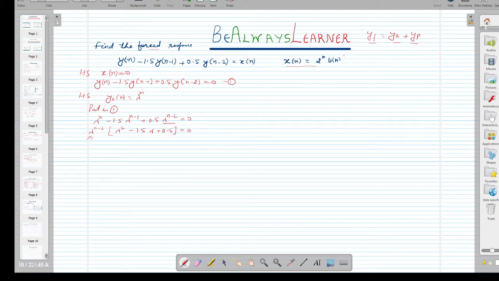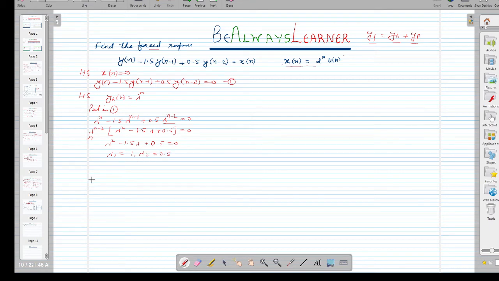Since lambda^(n-2) is not equal to 0, the term in the bracket must be equal to 0. We have to calculate the roots. So the roots are lambda 1 = 1 and lambda 2 = 0.5. These are the roots available with us.